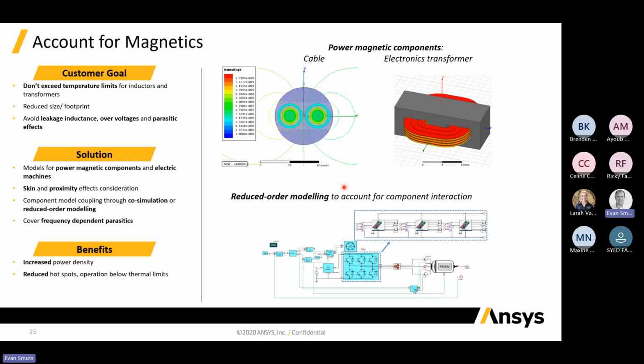Okay, and then from this, when we build up a 3D model, we can really get the detail of how these components work in reality. So we can look at things like skin and proximity effects and other parasitics that might occur from our design. And then we can go about and address them and fix them and hopefully improve our design, to look at increasing power density and reducing the thermal load on our system as well.